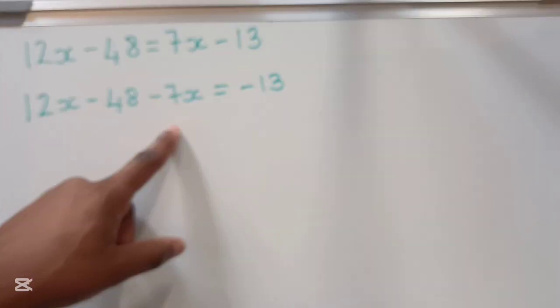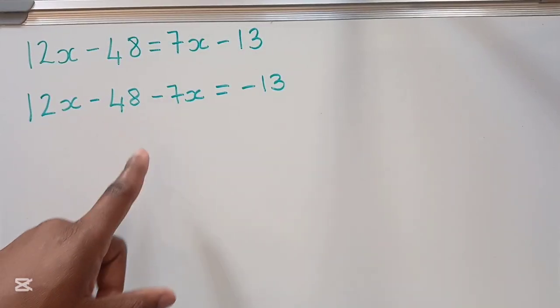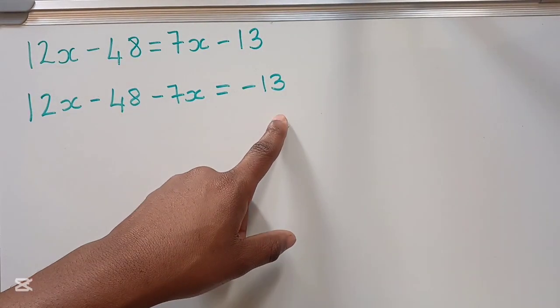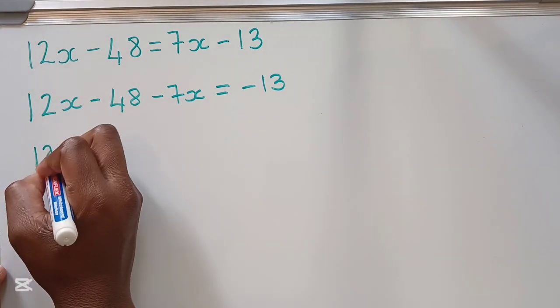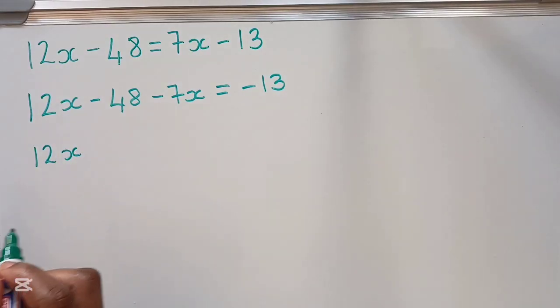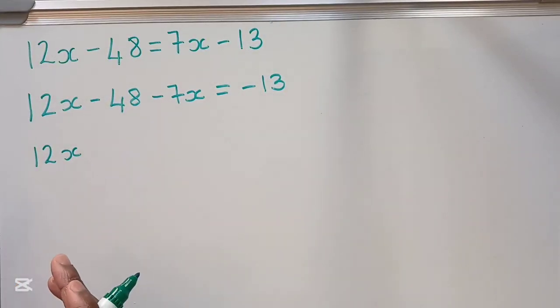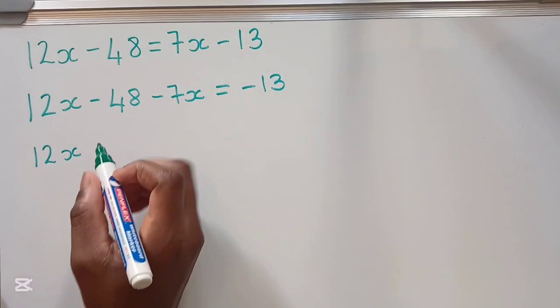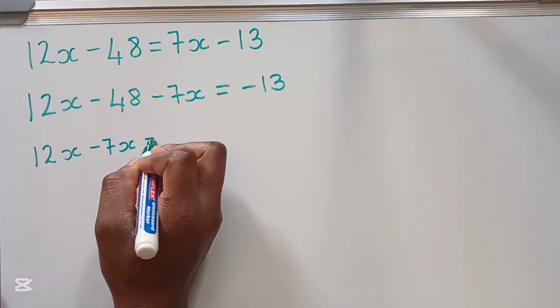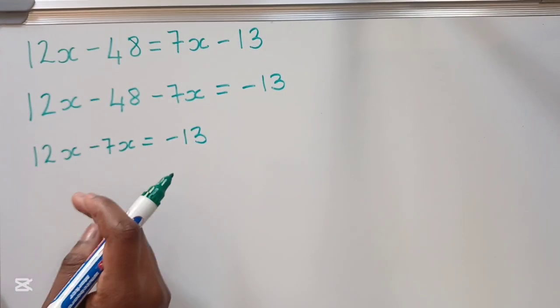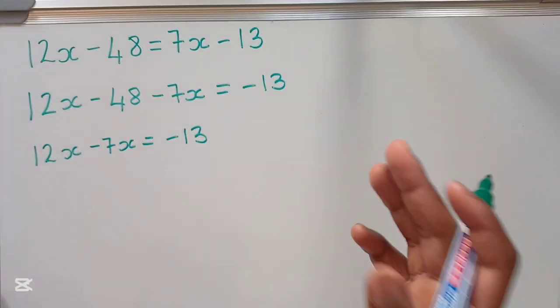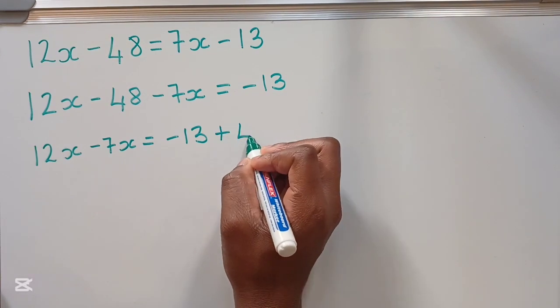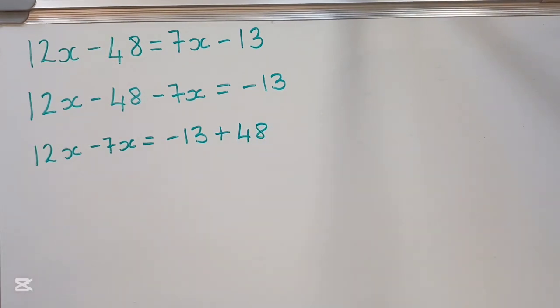48 is not a like term with 12x and 7x. They're not the same. So I'm going to move 48 this side, okay? 12x, because we want to isolate the unknown variables on one side of the equal sign. These two have unknown variables, so we're going to isolate them on one side of the equal sign. So 12x minus 7x equals negative 13. Because we are moving negative 48 this side, its sign is going to change to positive, plus 48. Now we have unknown variables this side and the rest on the other side. Now we can solve this because these two are like terms.